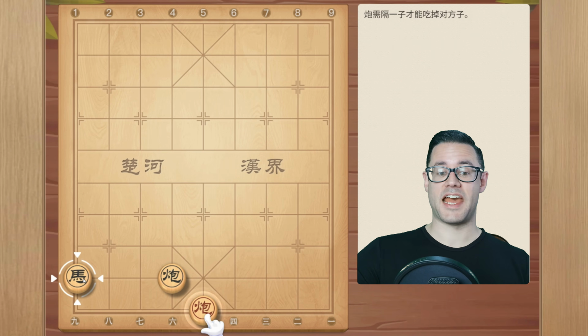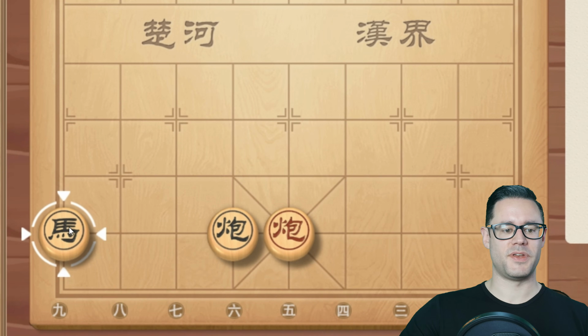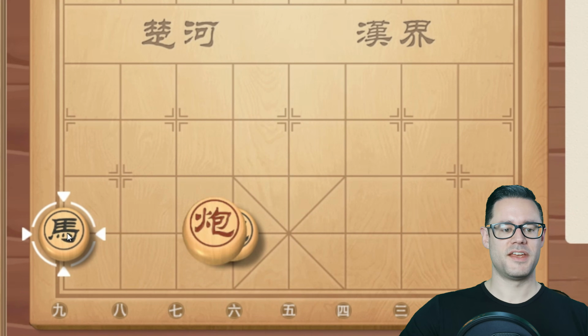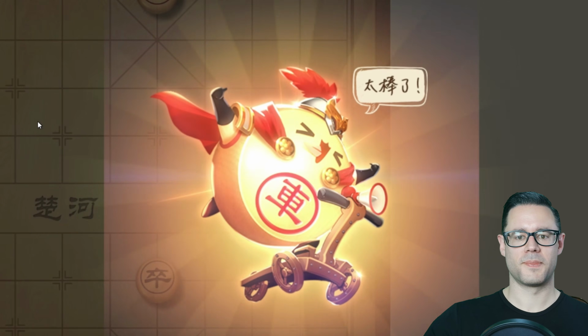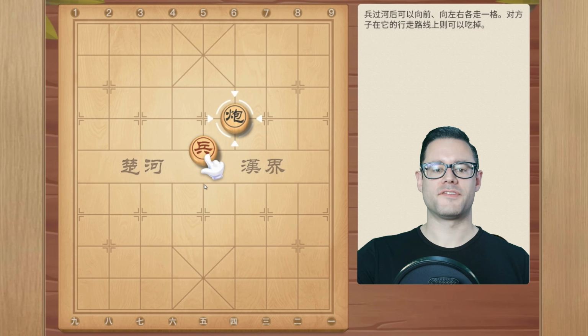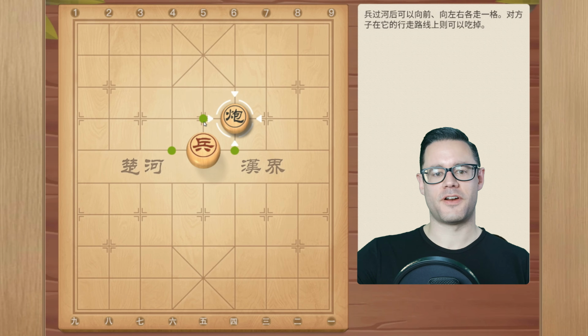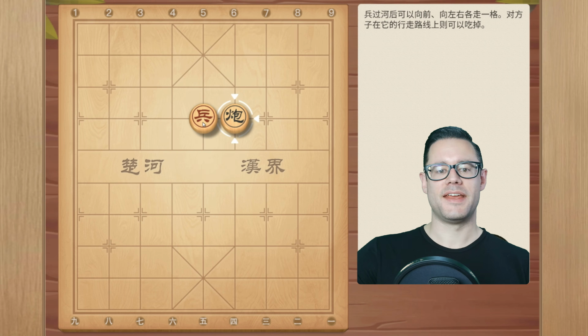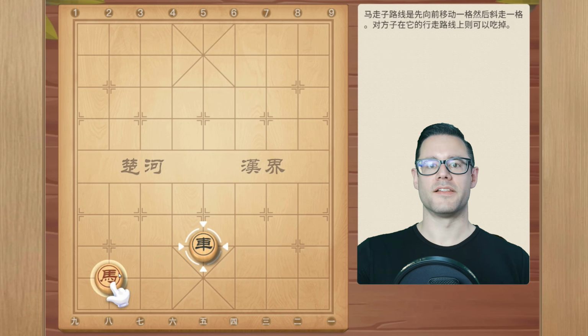So in this case, if we wanted to capture that horse, we're going to need to position our cannon so that there is one piece in between our cannon and the opponent's horse to make that capture. Same thing here, we want to target that chariot. So let's move our cannon onto file 5 and take a shot at that chariot. So after moving across the river, the pawns or the soldiers can move left and right, and they can capture left and right as well. So if we move our pawn forward one step, it is now attacking the opponent's cannon, and we can take it out. Let's do some more practice.